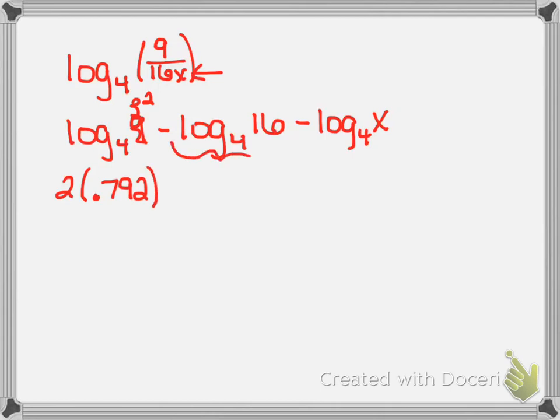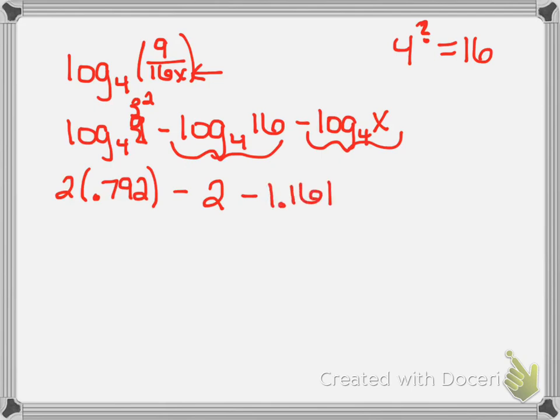Then this log can be evaluated without our given information. Okay, this is saying 4 to what power is 16? It's a question mark. And so this log is simply going to be a 2. And then this log is one of our givens as well. Log base 4 of x is 1.161. And so now, once again, we can go ahead and do the arithmetic.